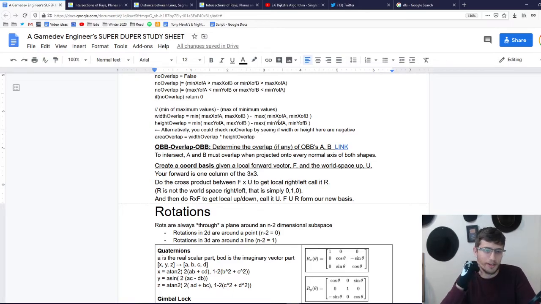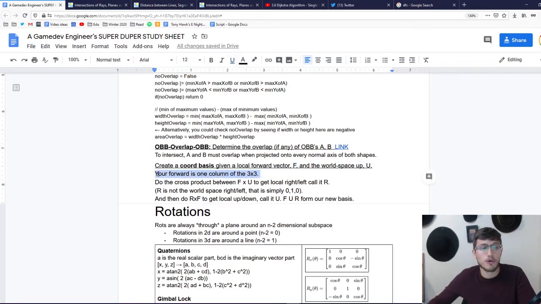So to create a coordinate basis with a forward vector, that's the local forward vector, and the world space up, which is simply the world space up. If y is pointing up, your axis is 0, 1, 0. Okay, so given the world space up, that's not very helpful. It's just 0, 1, 0. But the forward vector, that is useful. And so if you want to create a coordinate basis given that forward vector, how do you do that?